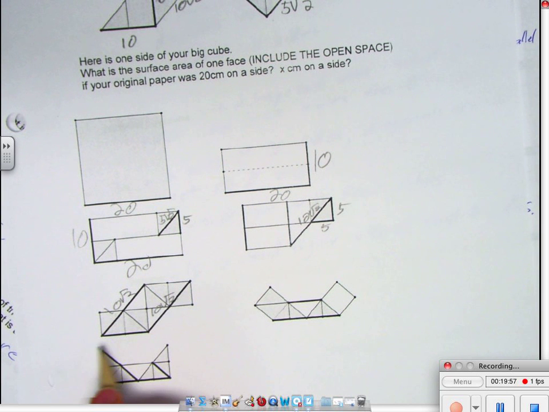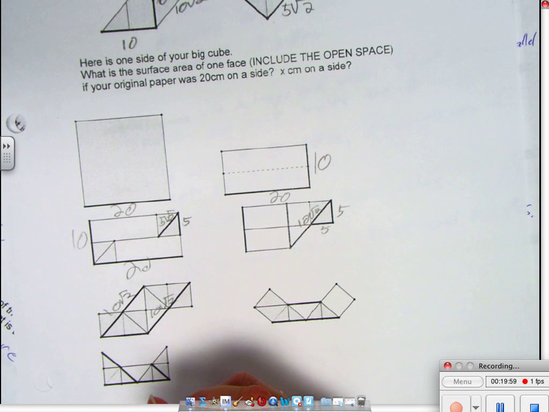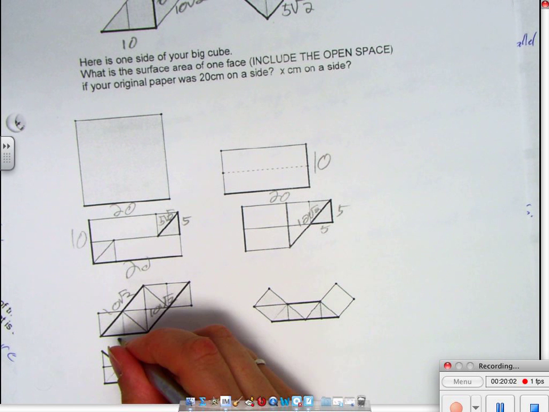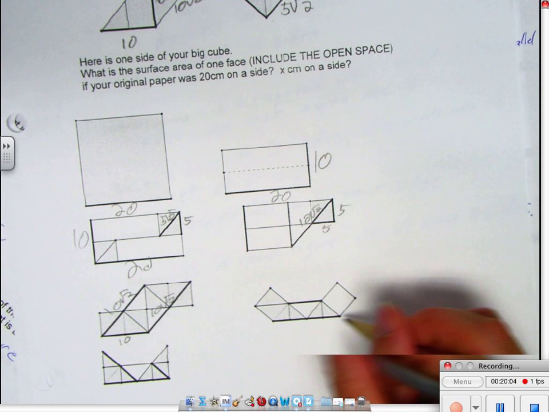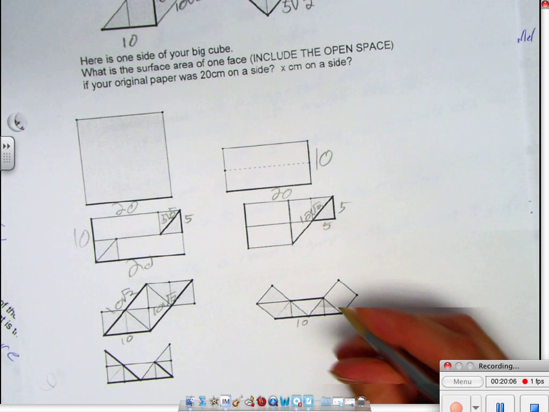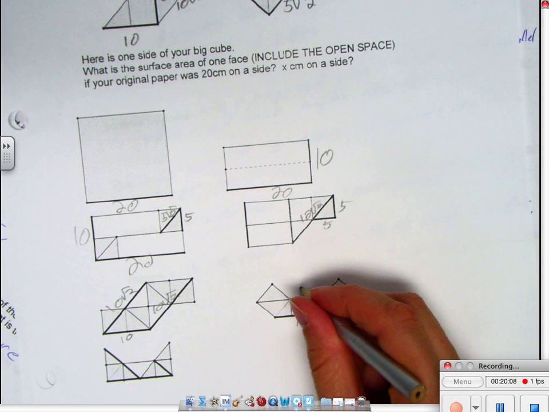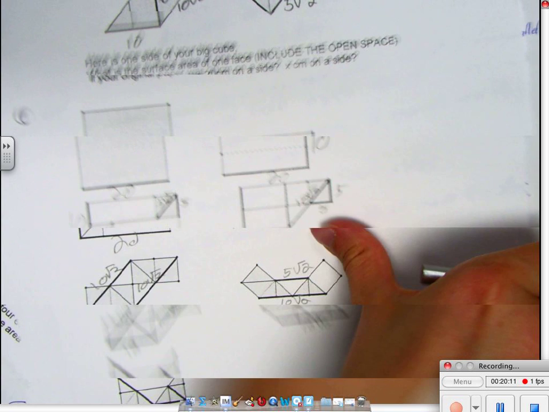This length across the bottom is 10. Okay, so right here that this is 10 square root 2. This is half of that, so that's 5 square root 2. Can you guys see? Sort of.